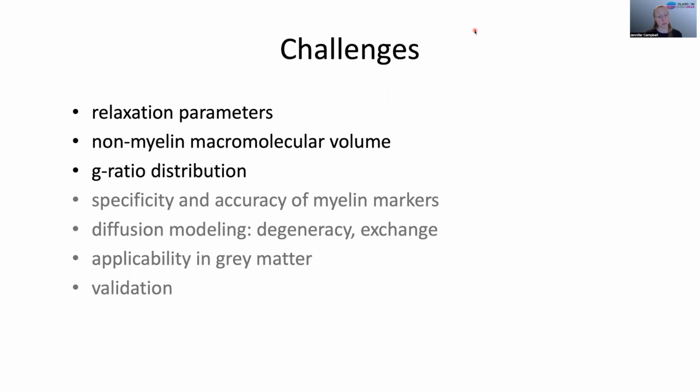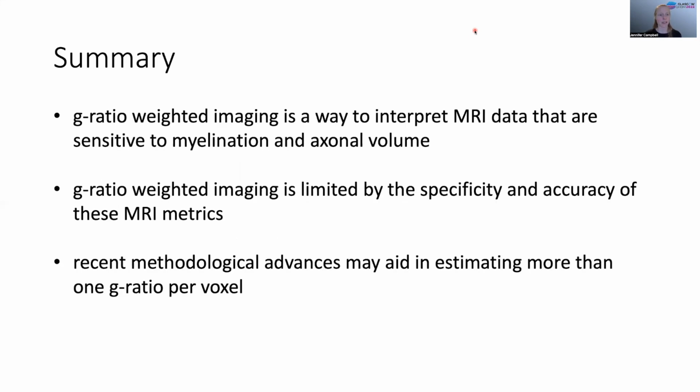Another open question is applicability in gray matter, and more validation is needed, and some has been done, and I haven't talked a lot about that, but I welcome you to talk about any of these topics during our panel discussion or talk to me about them after. So in summary, G-ratio weighted imaging is a way to interpret MRI data that are sensitive to myelination and axonal volume. G-ratio weighted imaging is limited by the specificity and accuracy of these MRI metrics. And recent methodological advances have taken us closer to estimating more than one G-ratio per voxel.